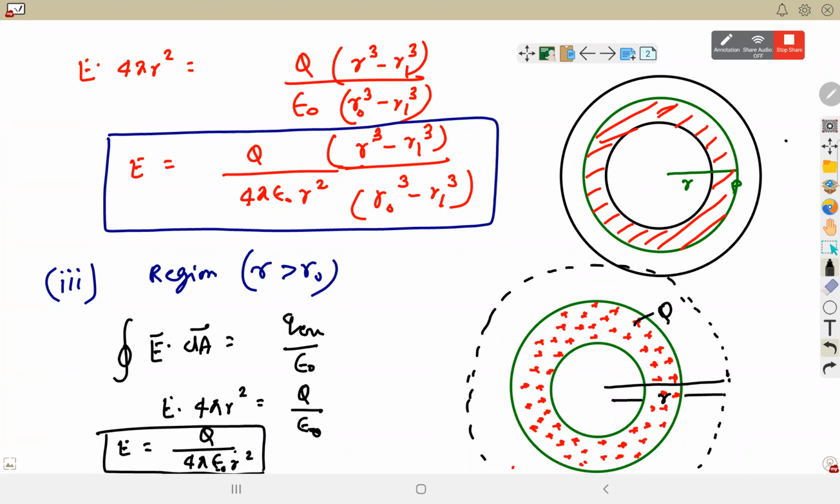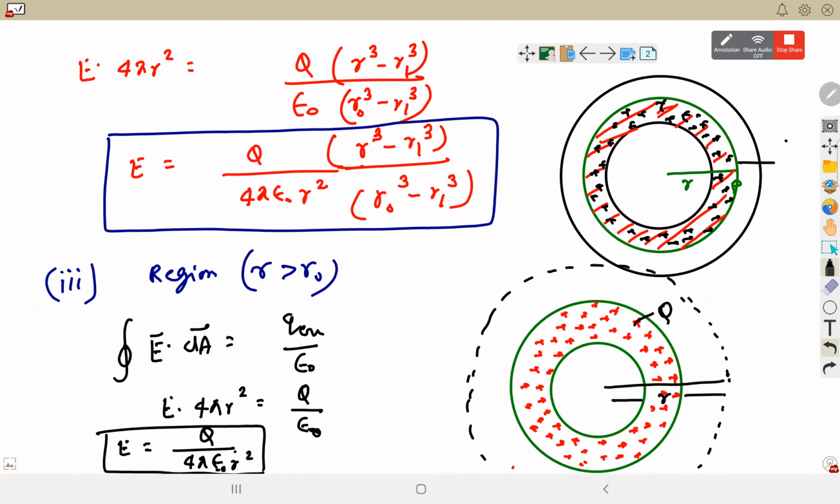Electric field in the outermost region is again similar to that of a point charge kept at the center. Again, this question is asked in the exam. Right? We can use the Gaussian surface here. We can apply Gauss law because it is still a symmetrical electric field. By using the charge density into volume, we can calculate the total charge.